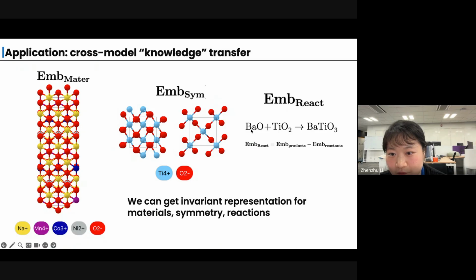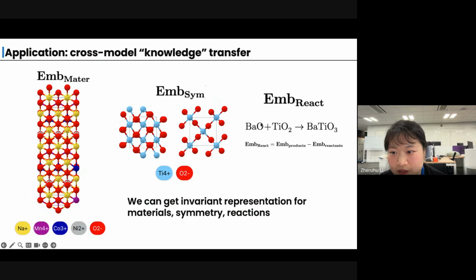For example, we have one reaction A plus B to C, and for this reaction, the embedding can be expressed as the embedding of the products minus the embedding of all the reactants. So this is where we tested if the stitching can work or not, because if we take the embeddings of all these materials from one model, then we can get the embedding of the reaction, right?